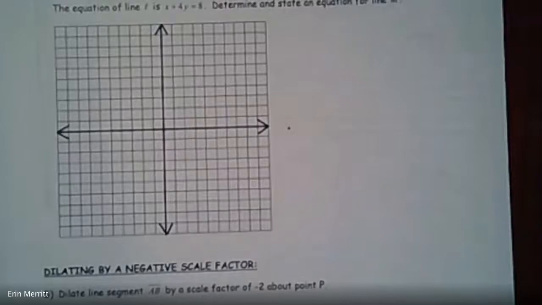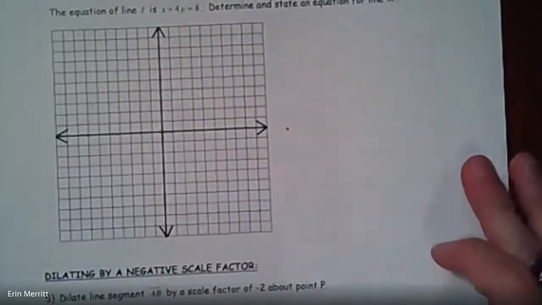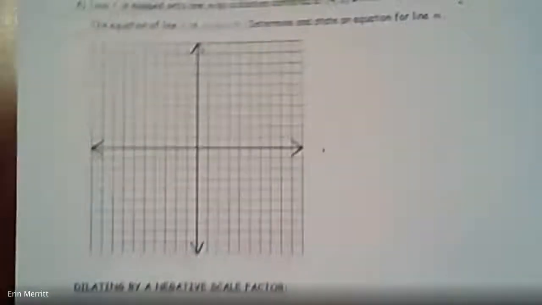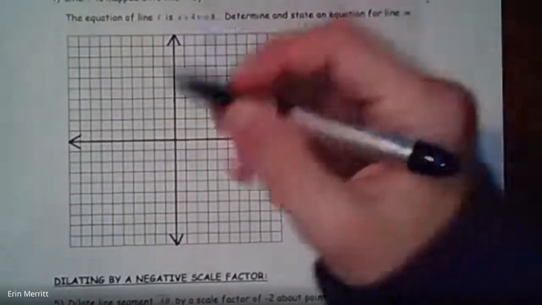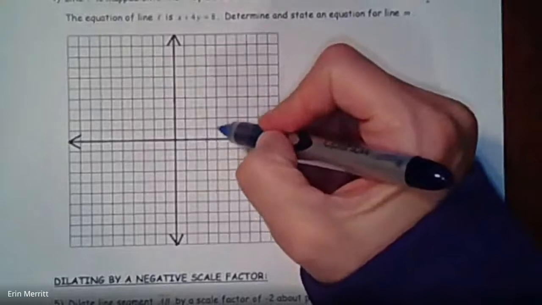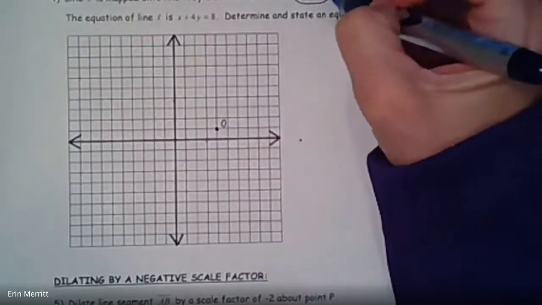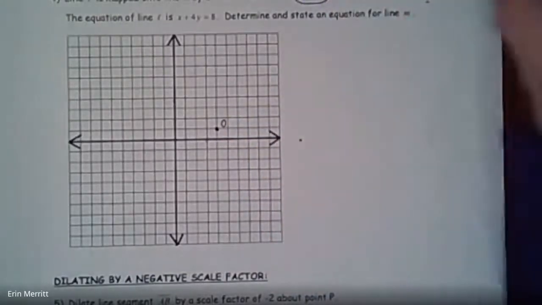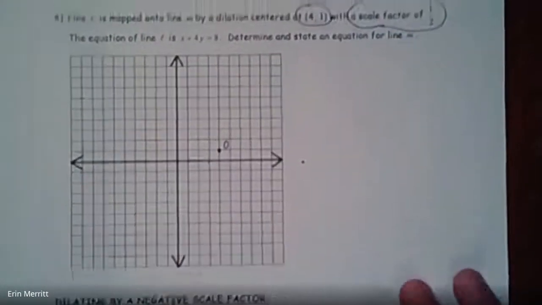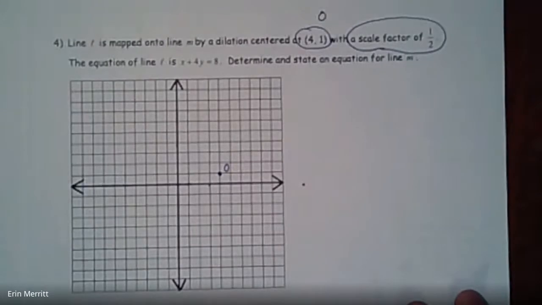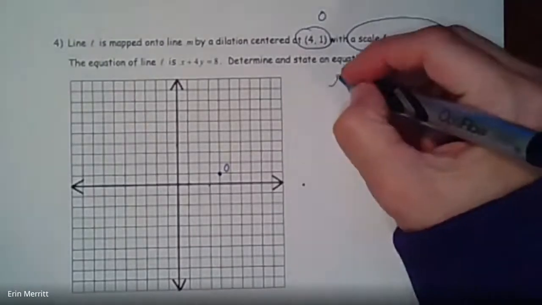So it's saying we've got line L mapped onto line M by a dilation centered at 4, 1 with a scale factor of 1/2. All right. So 4, 1: 1, 2, 3, 4, 1. So there's my center of dilation. Scale factor 1/2 means that instead of doubling out the distance, we're going to be cutting it literally in half.